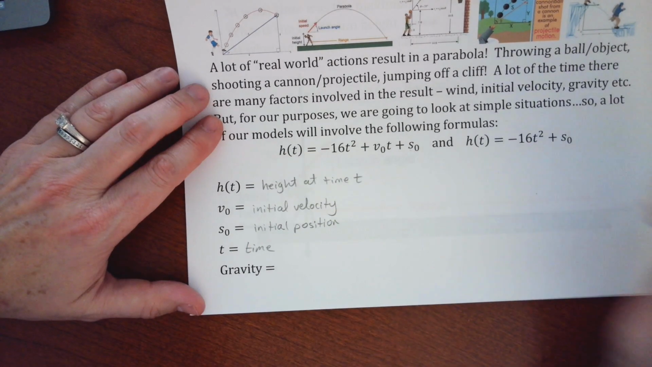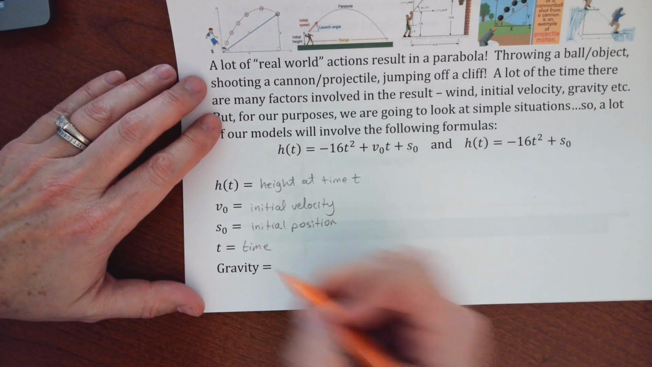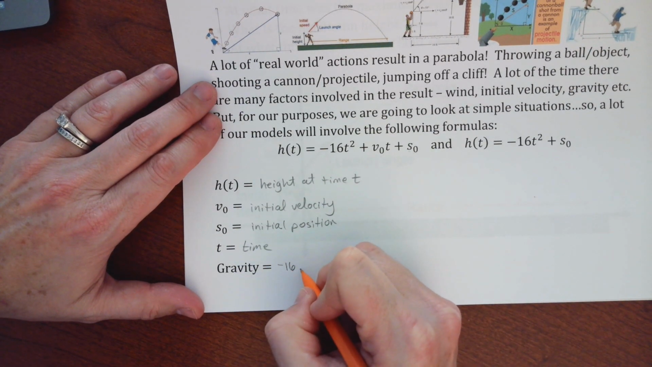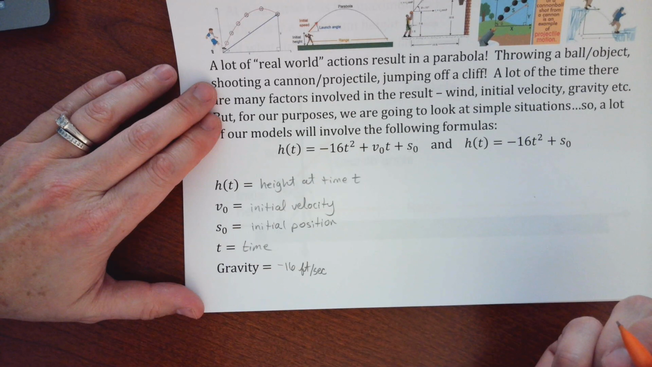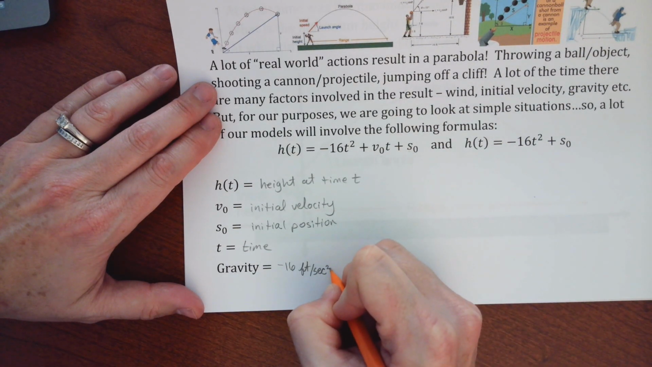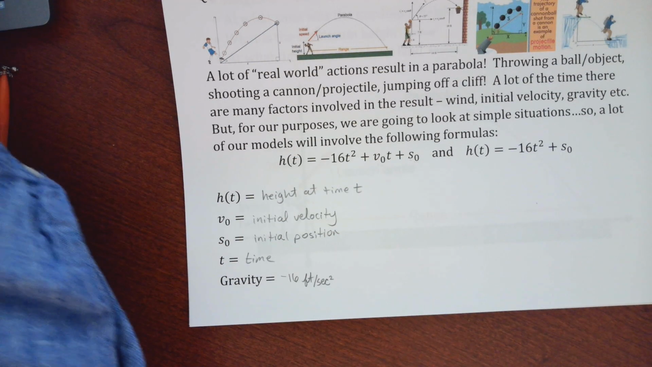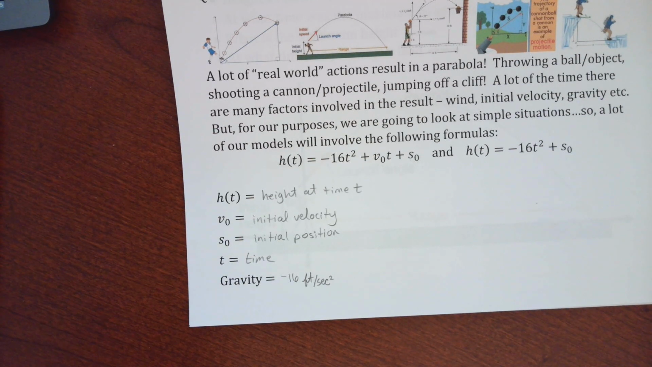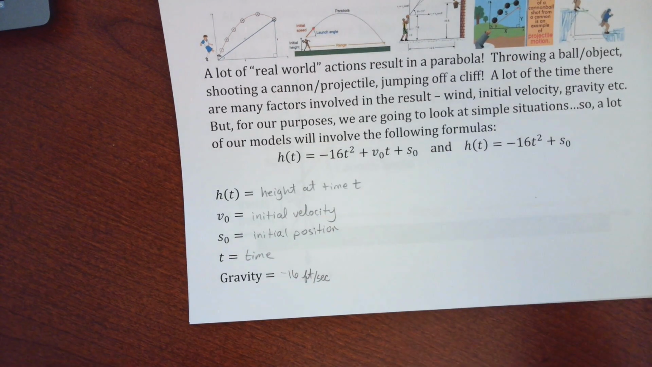Okay, and gravity. So you've got to know a little bit about gravity. You're going to see this here. This negative 16 is gravity. So the force of gravity in our world is negative 16 feet per second squared, or feet per second. Oh, feet per second squared. Hang on a second, let me look that up. I think it's per second. Oh, no, it's just per second. Yeah, not squared. Sorry.